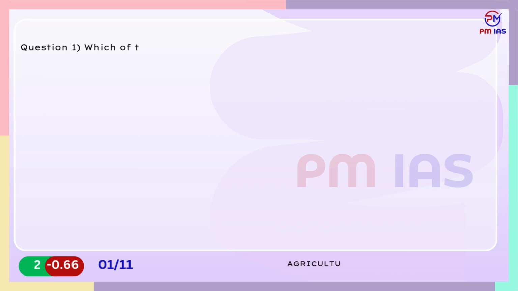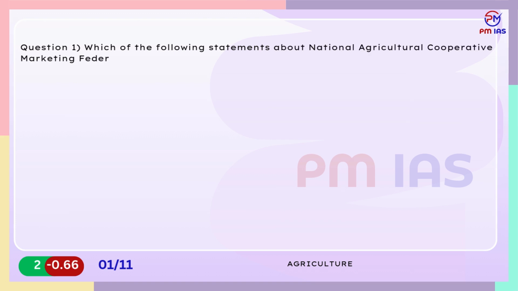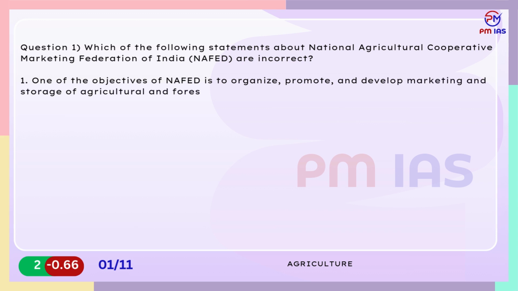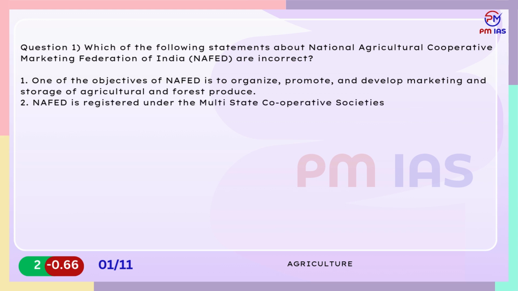Agriculture. Question 1. Which of the following statements about National Agricultural Cooperative Marketing Federation of India, NAFED, are incorrect? 1. One of the objectives of NAFED is to organize, promote, and develop marketing and storage of agricultural and forest produce. 2. NAFED is registered under the Multi-State Cooperative Societies Act. 3. NAFED is also one of the procurement agencies along with FCI.